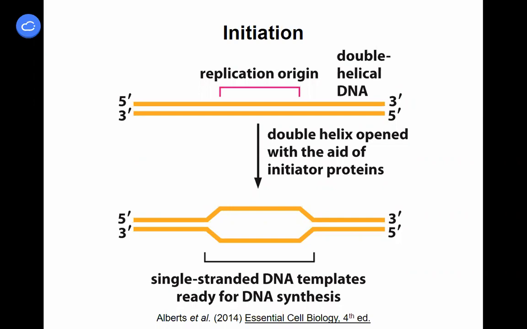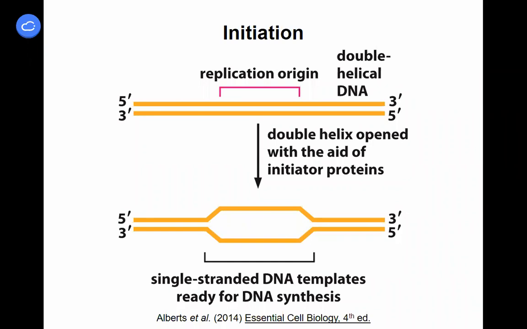But replication origins don't look identical in eukaryotes, so it's hard to tell where they are. But in bacteria, we definitely can tell. Either way, in different types of organisms, the basic idea is the same. We have special initiator proteins, and we're not going to go into detail about what those are or how they work. It's a little too much detail for us.